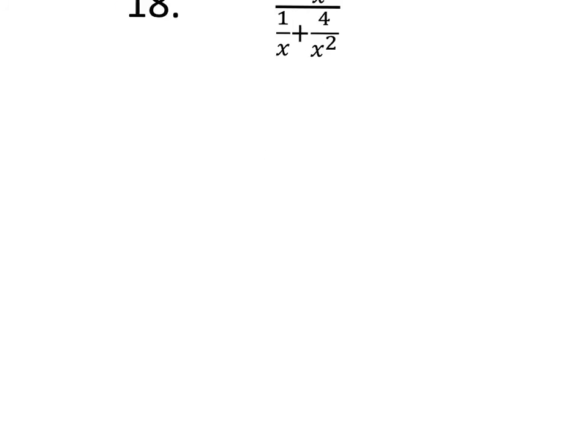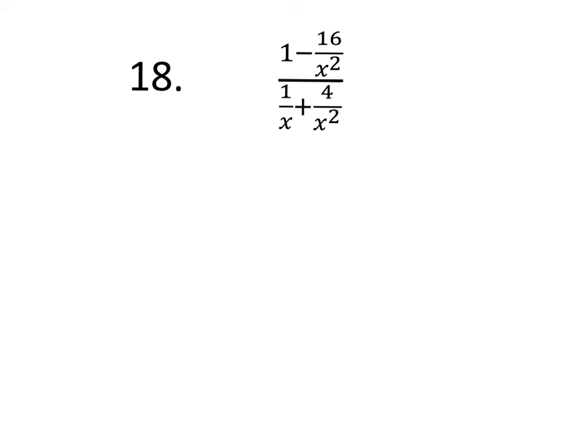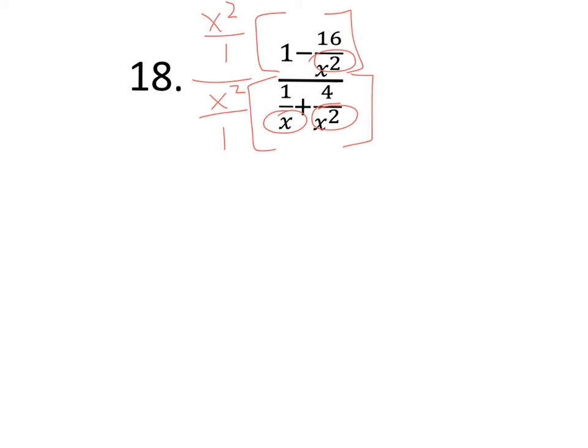Number 18 is the same type of question. We're going to simplify it by first looking at the denominators. We have an x squared, another x squared, and an x, and multiplying the numerator and the denominator by the least common multiple, which again would be x squared. But again, it might be beneficial to put it over 1 because of the fraction multiplication. So when we do this, it's just x squared times 1, and that just makes x squared.